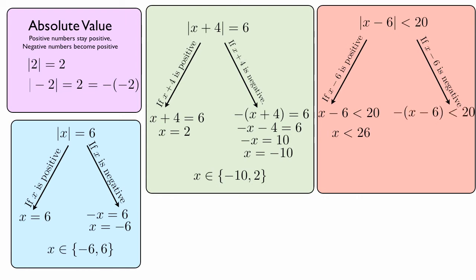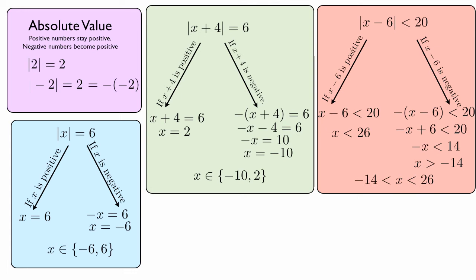So we have negative (x minus 6) is less than 20. We distribute the negative signs. We have negative x plus 6 is less than 20. Subtract 6 from both sides to get negative x is less than 14. Multiply both sides by negative 1 to get x is greater than negative 14. Remember, we flip the sign when we multiply both sides of an inequality by a negative number.